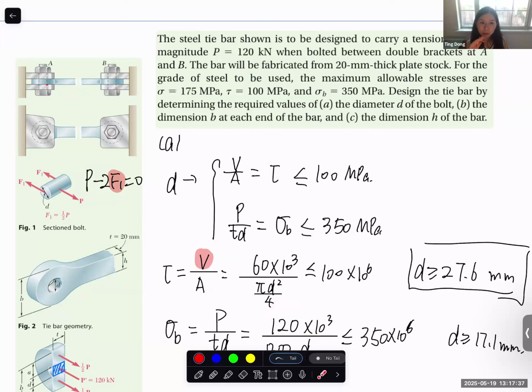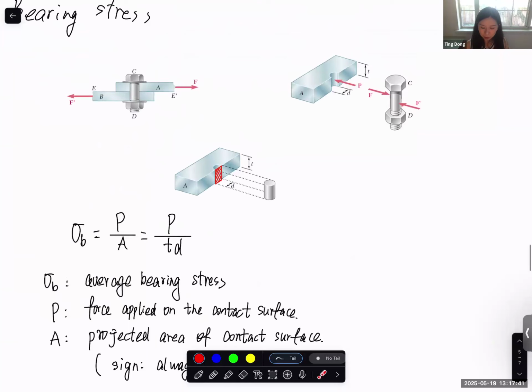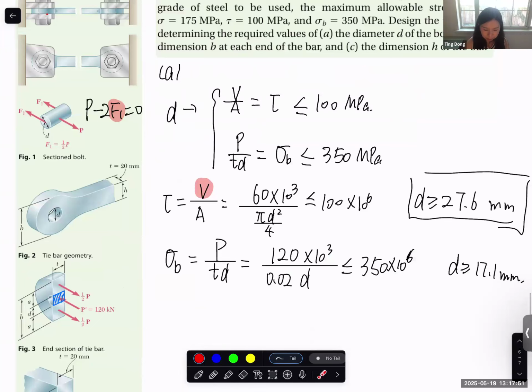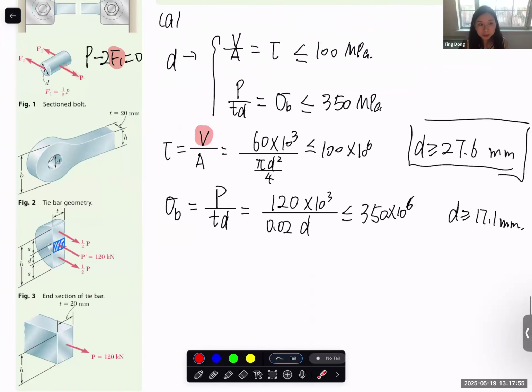So whenever you feel confused about any part, the best way is to go back to the basic concept. What does this P mean? This P is the force between the fastener and the plate. And back to the example problem, the force between the fastener and the plate is 120. Any other question?